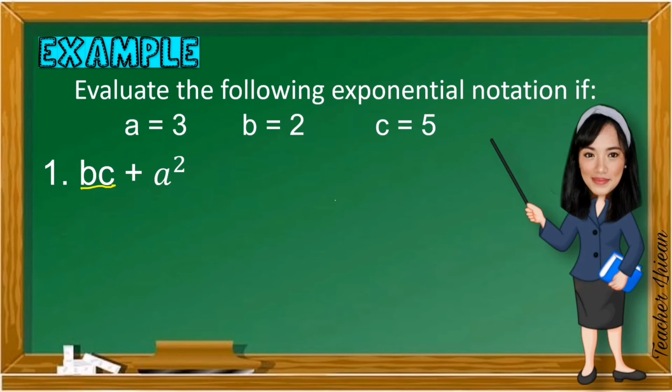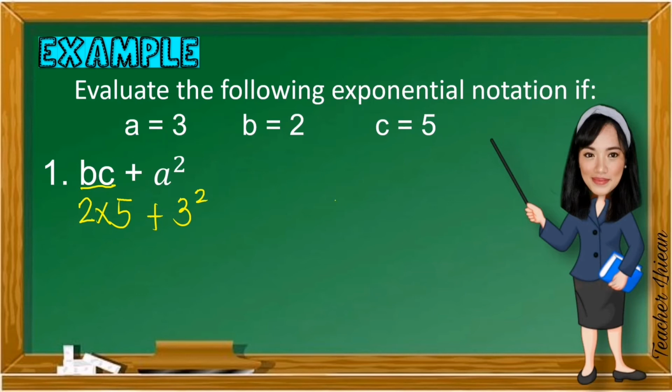Sa evaluation, isa-substitute lang natin ang value ng mga letter. Kung si A ay 3, si B ay 2, at si C ay 5. So, let us start. Si B, papalitan natin ng 2. So, 2 times value ni C, which is 5, plus value ni A, which is 3, raised to the 2nd power.